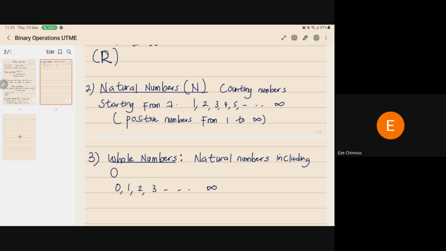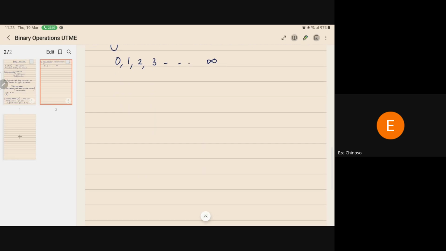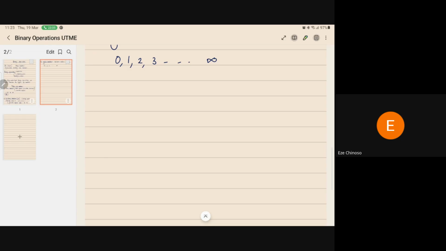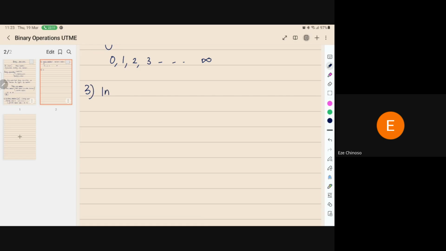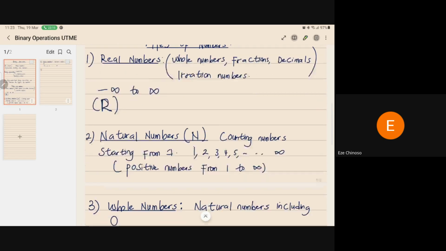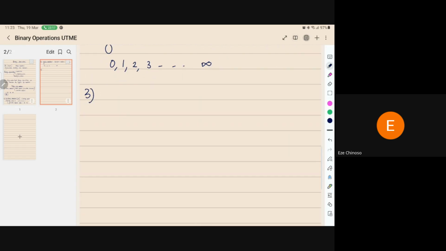I hope we're paying attention. Then I'll talk about rational and irrational numbers. Let's talk about integers now. So the third one is your integers. Is it the third or the fourth? I think it should be the fourth one. Before we go over to the key things you need to know about binary operations, the next one is your integers.